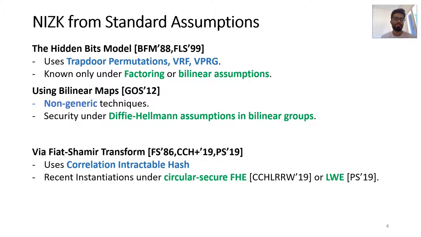The last approach I'm going to discuss is an approach where we start with an interactive zero-knowledge protocol, and we use the Fiat-Shamir transform to turn it into a non-interactive protocol. In order to instantiate the Fiat-Shamir transform in a provably sound manner, we use a primitive called correlation intractable hash. A long and nice line of work has eventually led to a construction of correlation intractable hash under the LWE assumption. So to summarize, we have NIZKs under factoring-related assumptions or assumptions over bilinear groups or LWE.